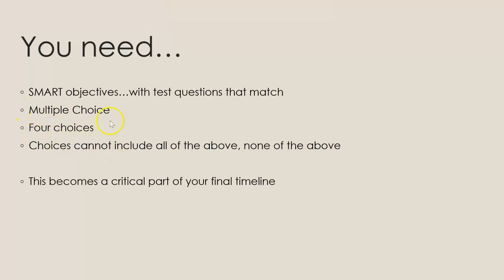Your multiple choice questions must have 4 choices, and those choices must be distinct from each other. That means you cannot have all of the above, 2 of the above, none of the above. There have to be 4 answers that are different from each other. And these test questions and your objectives are part of your final timeline that you submit. So you're going to be using all of this information to finish your final timeline.